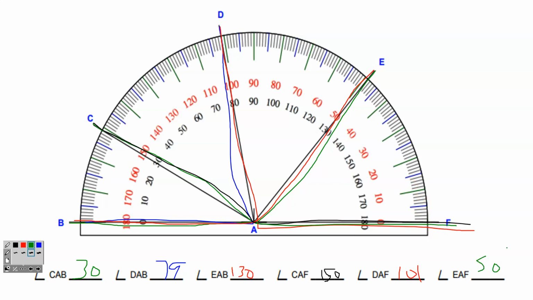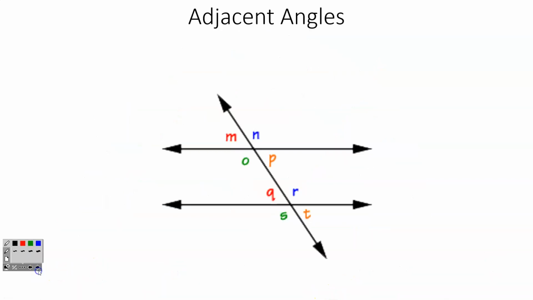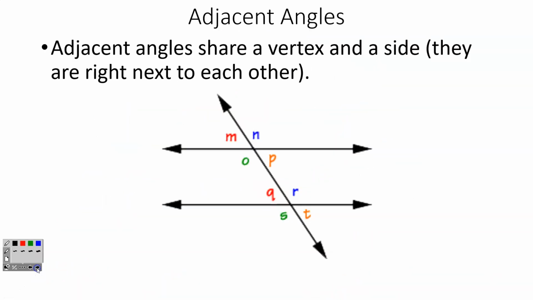We don't necessarily use protractors much in 7th grade, so this is more of a review just in case. But we are going to talk about adjacent angles. Adjacent angles are angles that share a vertex. So remember, vertex is where lines intersect. So there's a vertex and there's a vertex. And they share a side. So they're right next to each other.